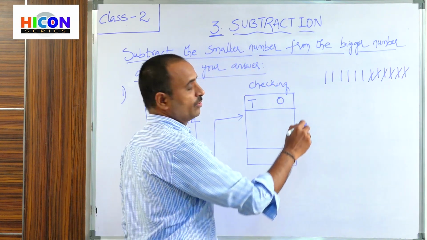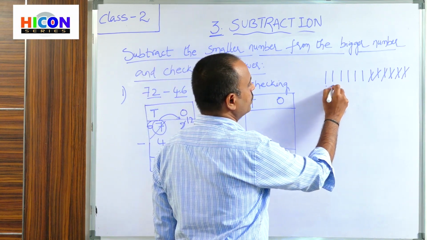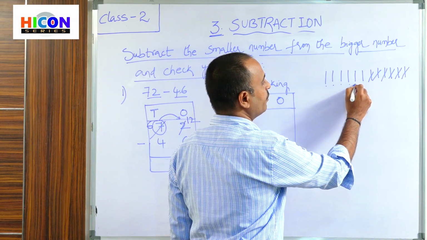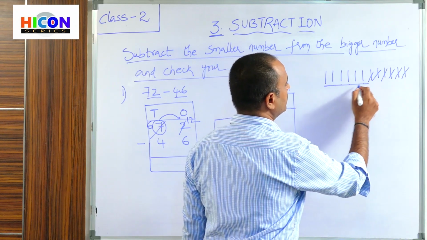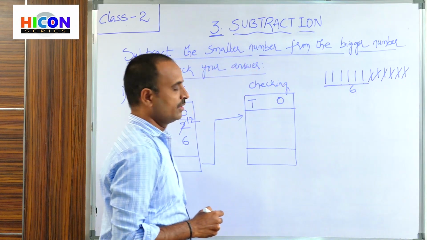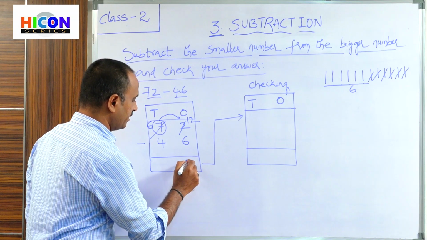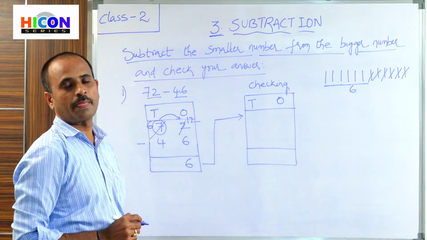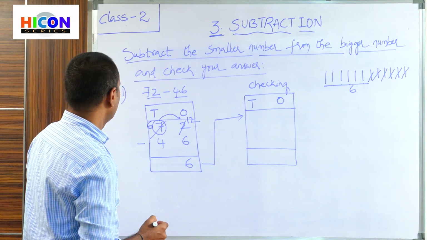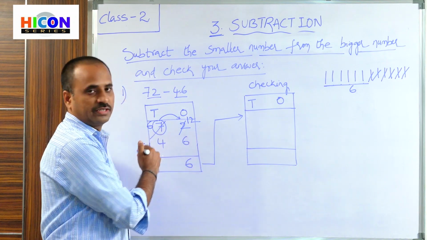So children, count the remaining lines. 1, 2, 3, 4, 5, 6. So there are 6 lines left. So the answer is 6. So write 6 under ones place. So next, subtract the tens digits.